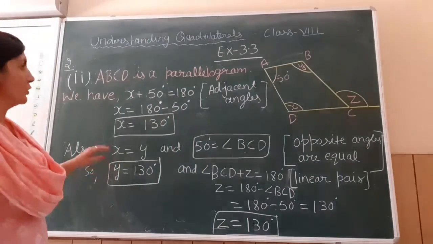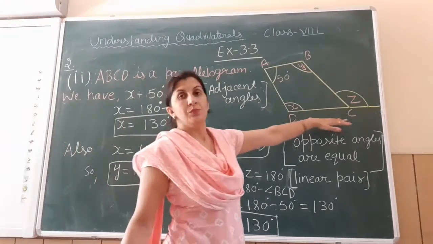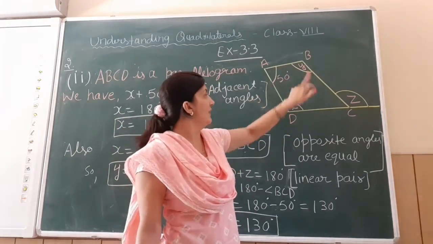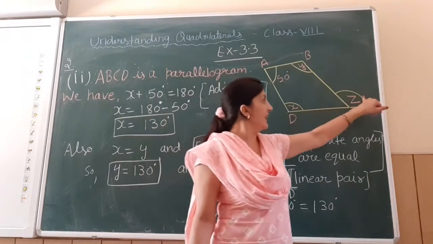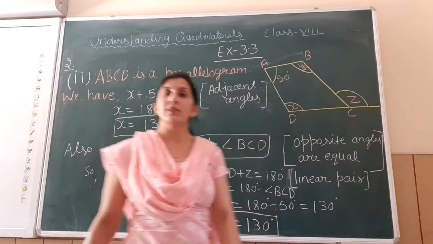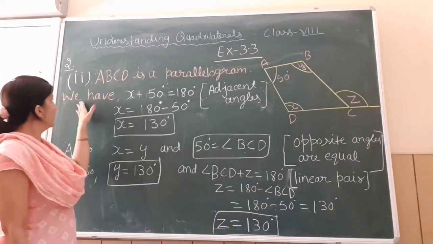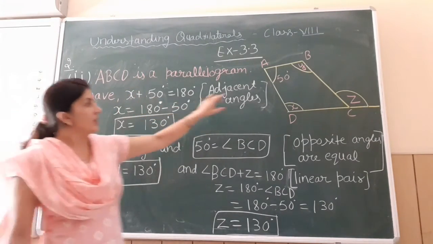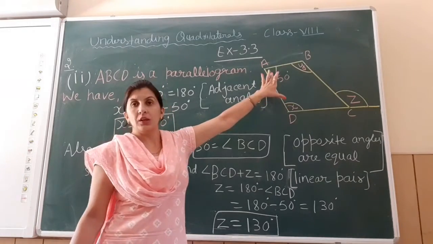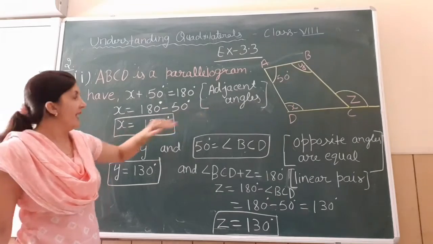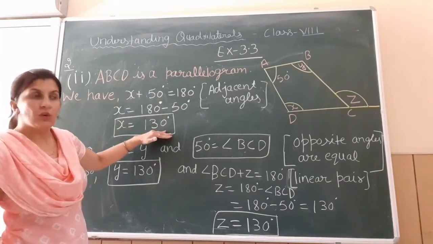Now comes the next question. This is the given parallelogram ABCD. We have named it. This angle is 50. This angle Y, this angle X and the exterior angle is Z. We have to find out these values. ABCD is a parallelogram. We know that we have X plus 50. Both are adjacent angles, so their sum will be 180. So X will be 130.